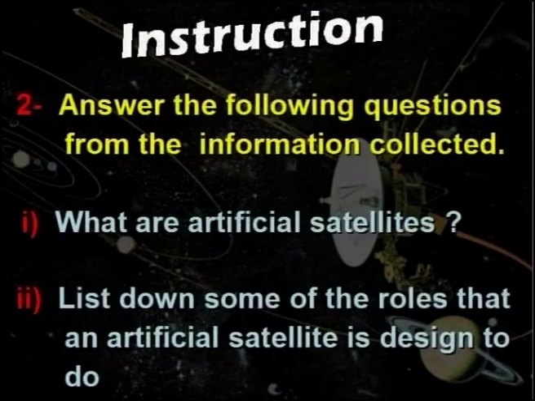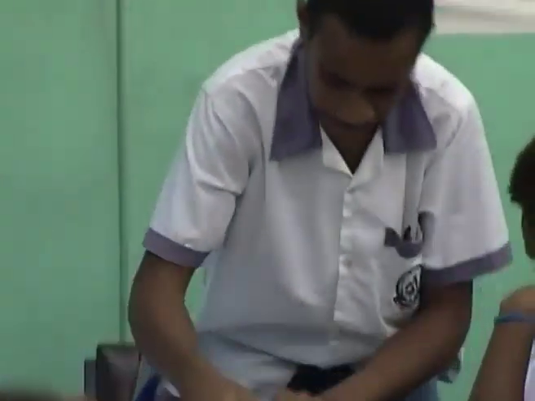Let us look back to our questions. Question number 1, what are artificial satellites? Receiving students, you tell your teacher. Right, we will hear from JJ. JJ? Very good.